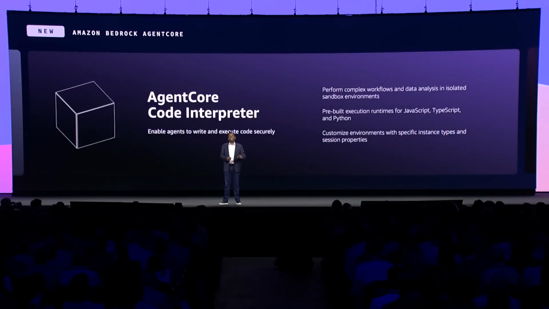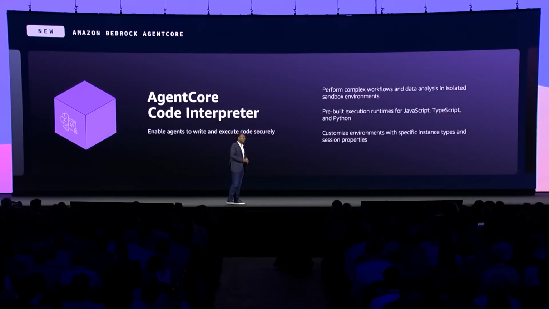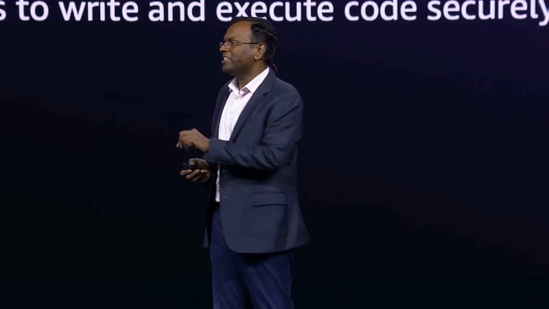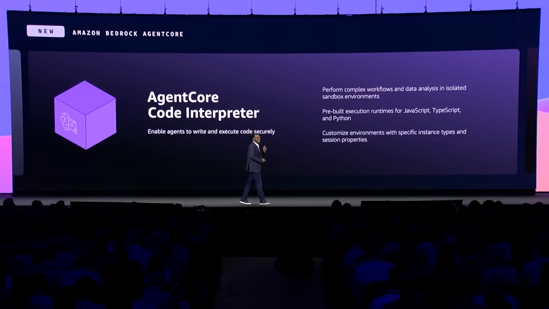Next, we build tools that are critical for many agentic workloads. For writing code to enhance agents' accuracy and expanding their ability to solve complex end-to-end tasks, we have built Agent Core Code Interpreter. Code Interpreter tool enables AI agents to write and execute code securely in their own sandbox environment. It comes with pre-built runtimes for multiple languages and advanced features such as large file support and internet access. And developers can customize their environments with specific instance types and session properties to help meet their security requirements.